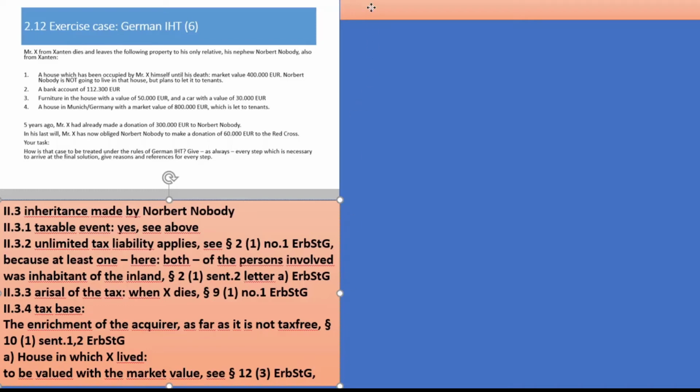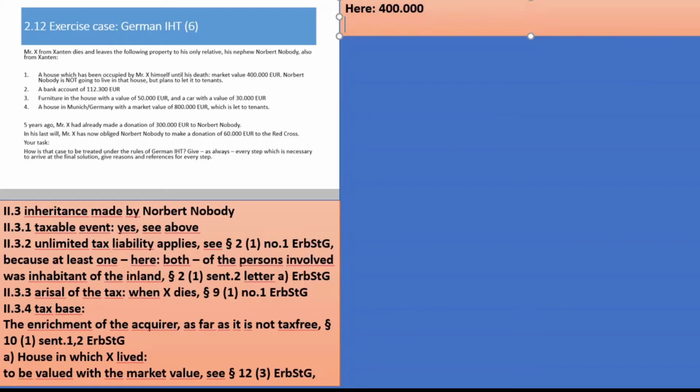So that is here in our case description 400,000. Is there any tax exemption? You know there is a tax exemption for family homes somewhere in 13.1 number 4 area. We can probably not know that by heart, so we are going to look it up.